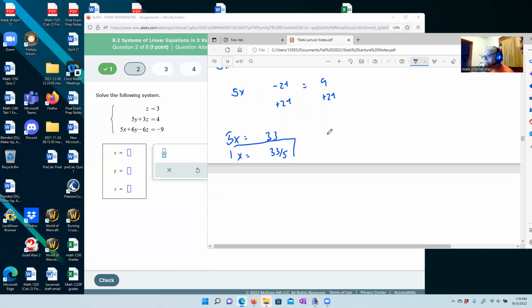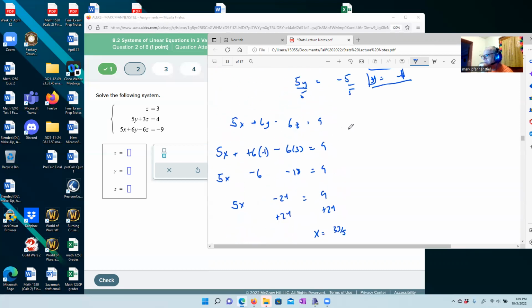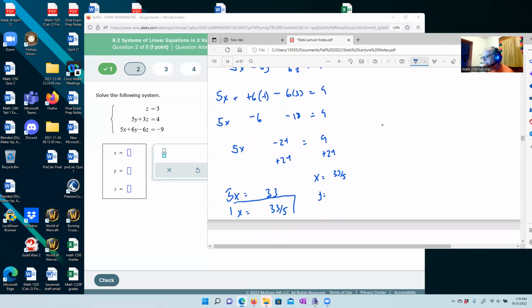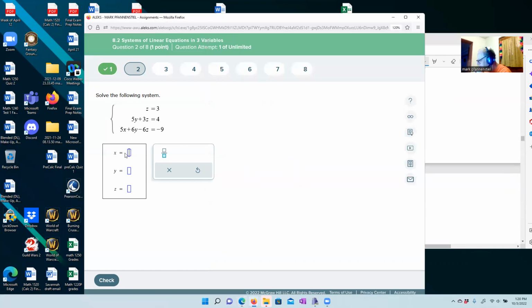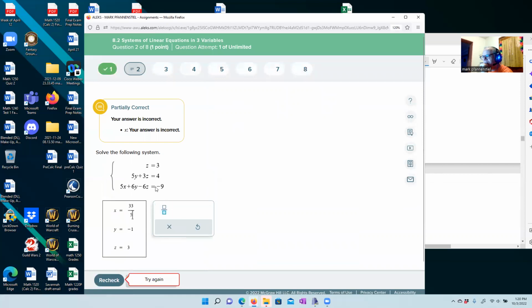Okay. So we are going to have our summary. We're going to say x is equal to 33 over 5. Y is equal to, go up here, we see -1. And then z was equal to 3, because that's what they gave us to begin with. And I'm just going to write this in and cross my fingers and hope for the best. So this is 33 fifths. Okay. This was -1, and this one was 3. And if I get this wrong, I'm going to wonder.